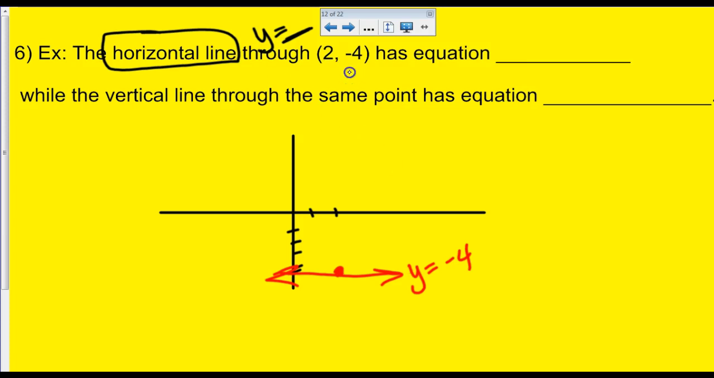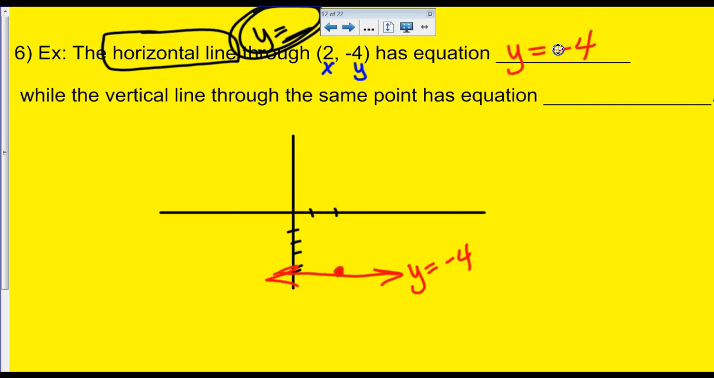And I think if I thought about that a little harder, I didn't even have to draw it out, because remember, this is the x-coordinate and this is the y-coordinate. So when it's a horizontal line, which is in the form y equals something, just look at your ordered pair and you'll know what y is. So in this case, y equals -4.